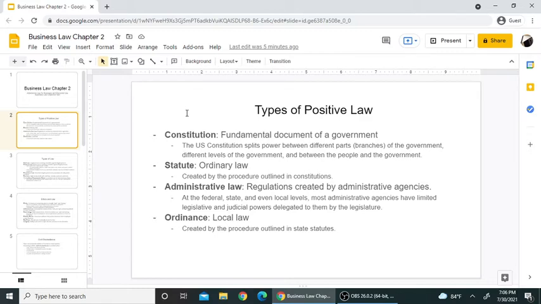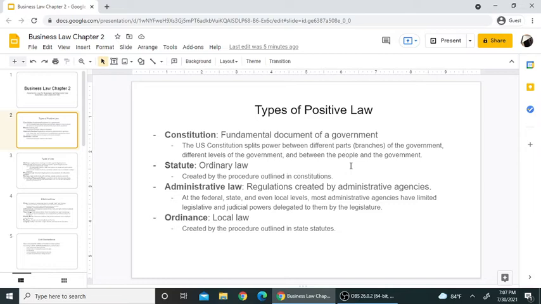Some states have something called the power of referendum, where voters can draft a law, propose a law themselves. They can get a number of signatures, submit those signatures for verification, and then if they meet a certain threshold for signatures, then there can be a public vote on whether that proposed law should become a law. In some states, the state Constitution can be amended a similar way.